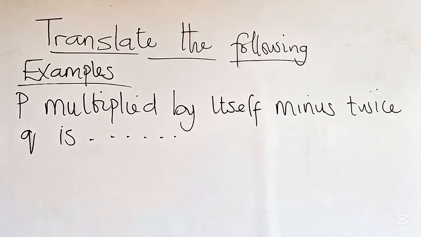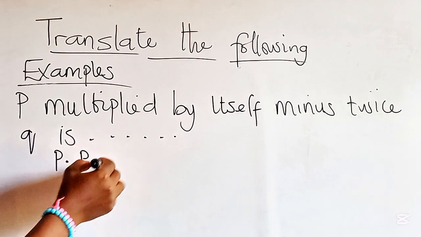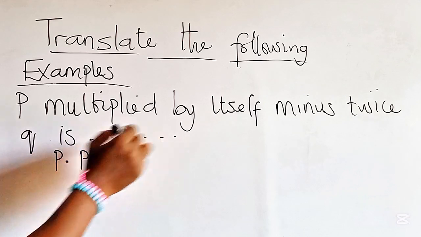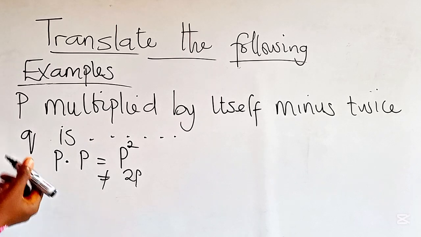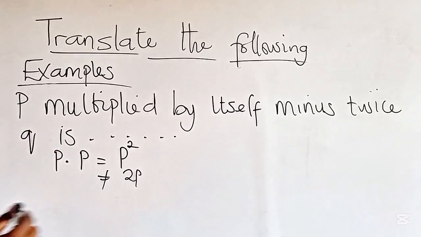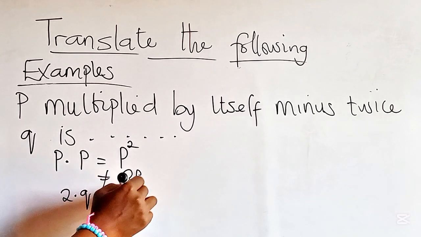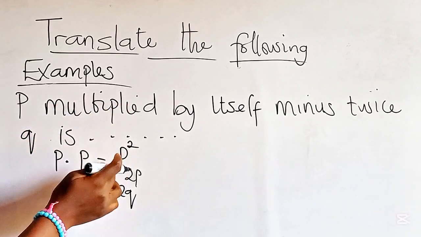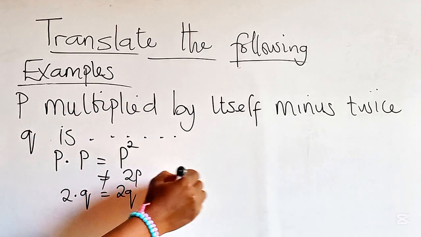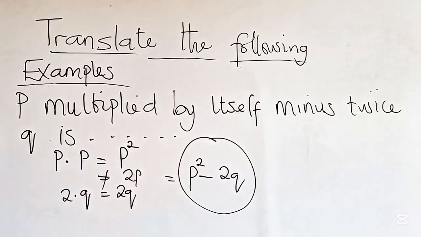All right, let's translate this. We have p multiplied by itself. That means p is multiplying p, and this equals p squared and not 2p. We have another statement, it says twice q. So twice q means 2 times q, which equals 2q and not q squared. Therefore, p multiplying itself minus twice q would give us p squared minus 2q. And these are our answers.